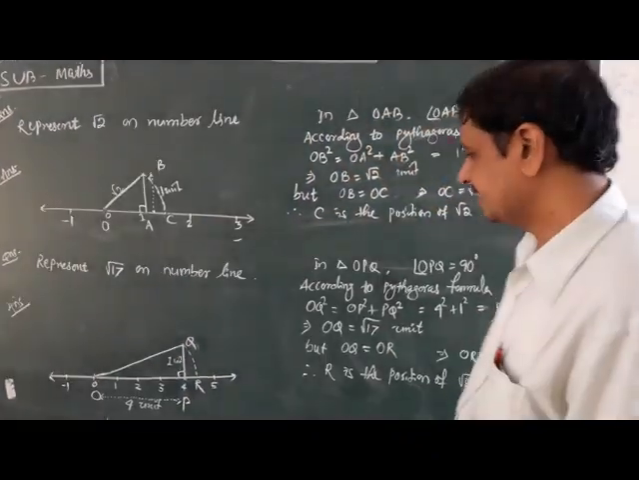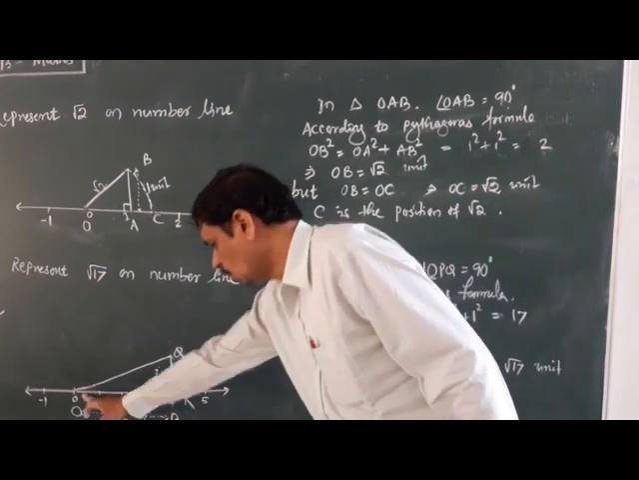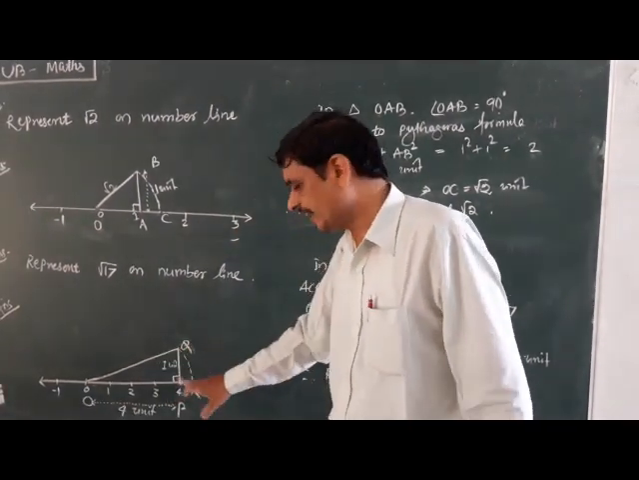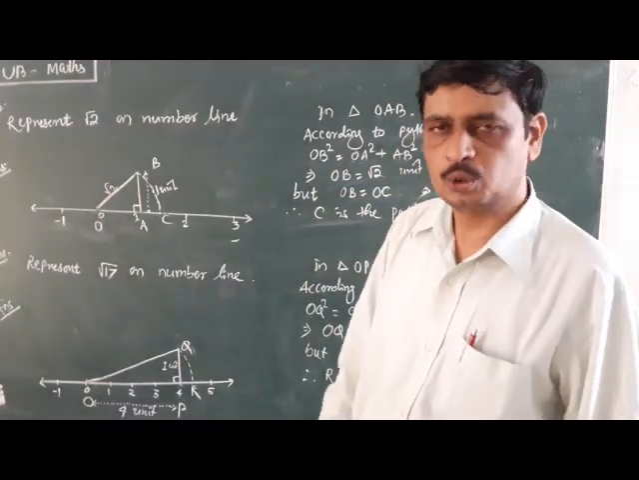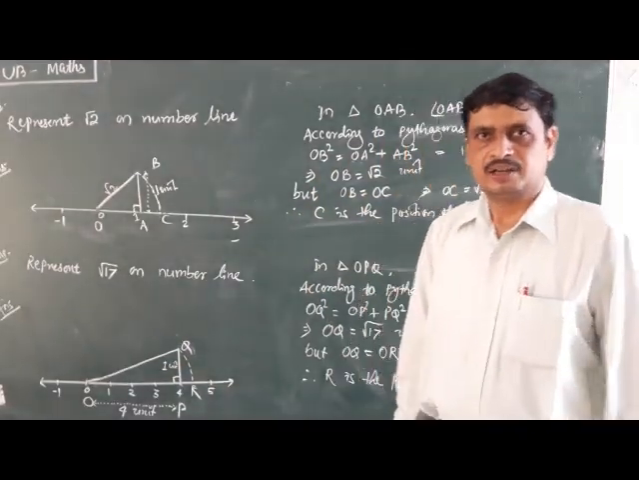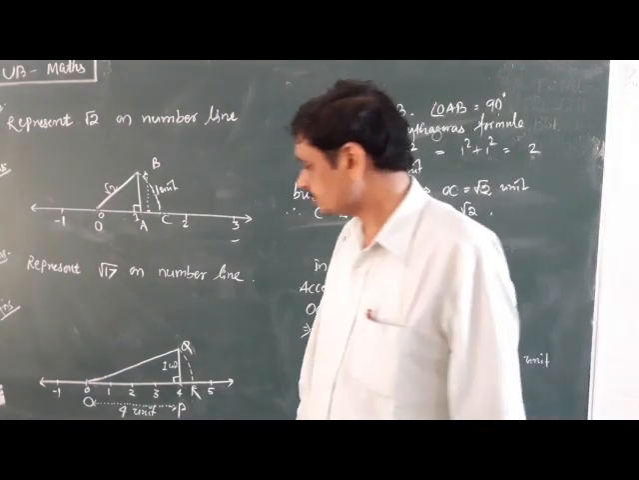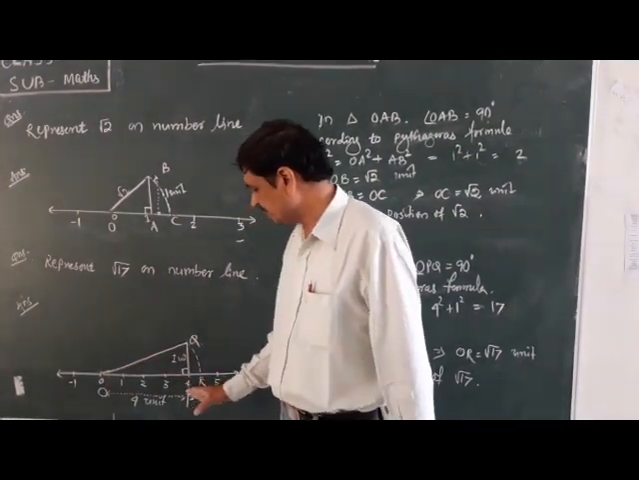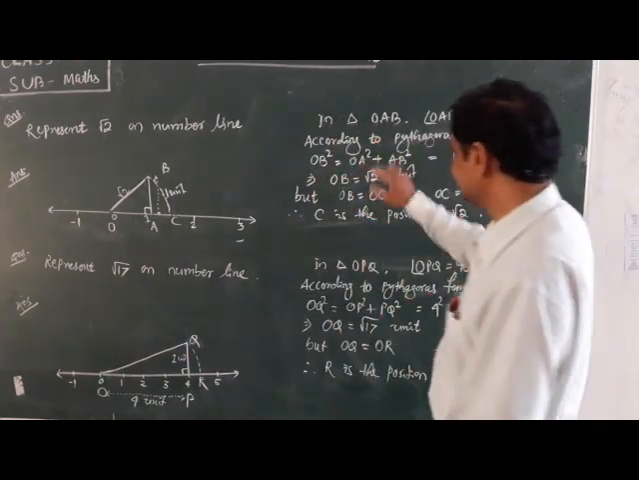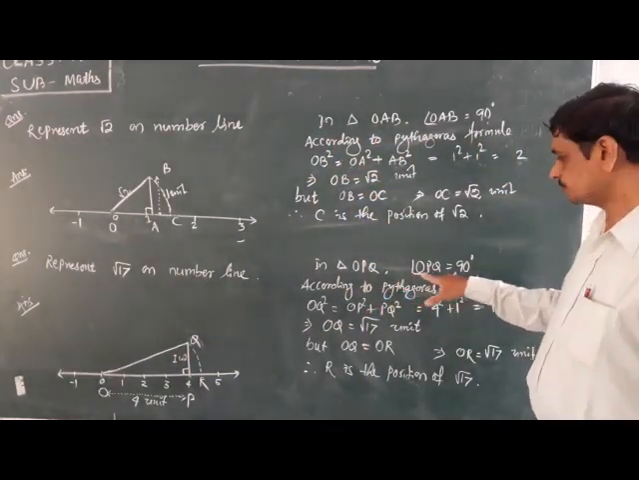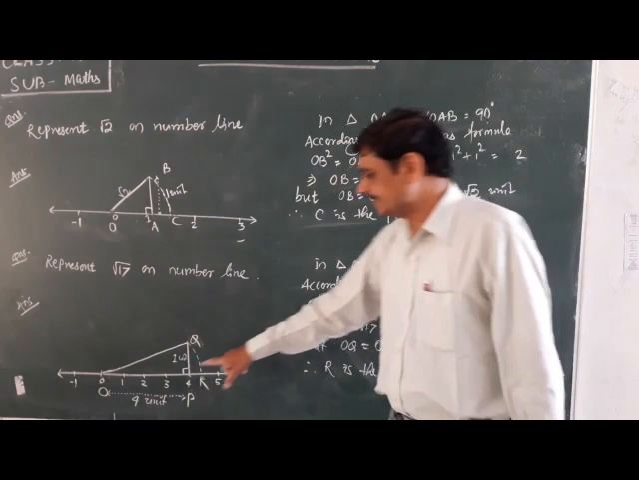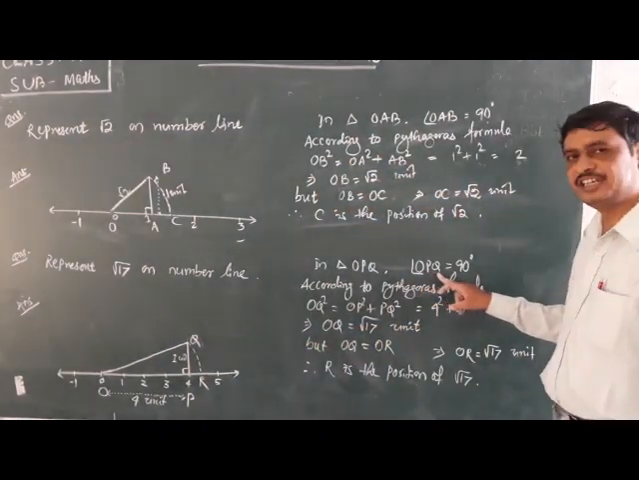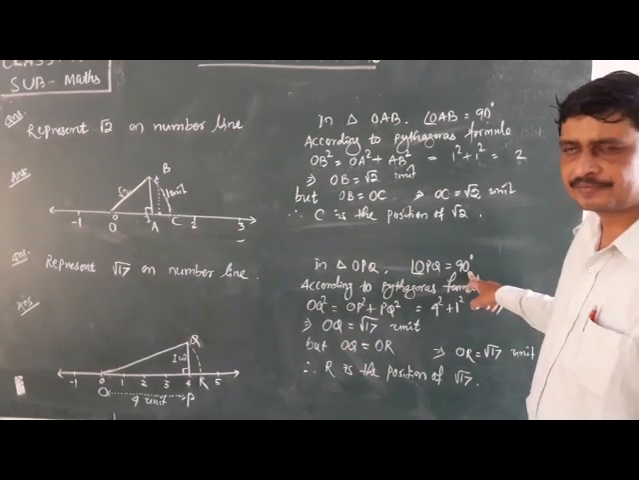Now we can say this OR becomes equal to root 17 and R is position of root 17. How to justify it? Now consider the triangle OPQ. Here in triangle OPQ, the angle OPQ is 90 degree.